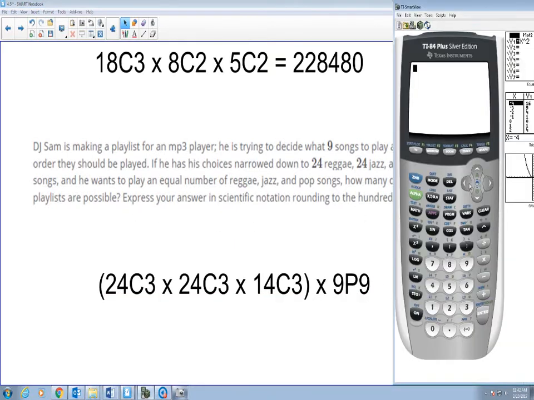So that means this is a big old answer here. So 24 choosing 3 times 24 choosing 3 times 14 choosing 3, and times the 9 songs he ended up picking from each group, choosing all 9 of them to play using permutation. Oops, sorry. 14 choosing 3, I forgot.